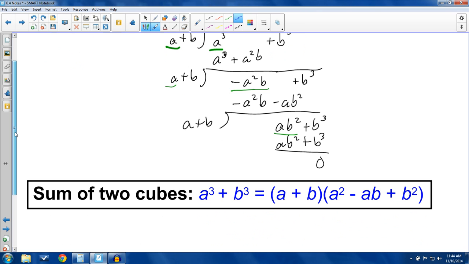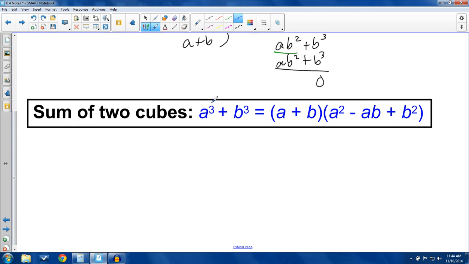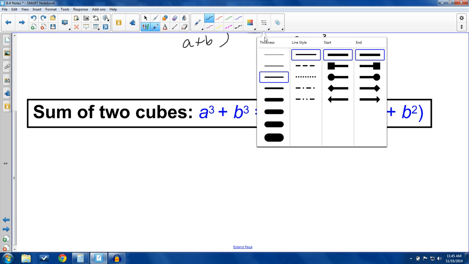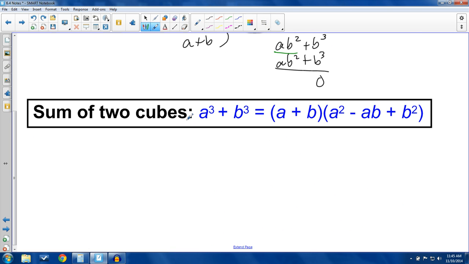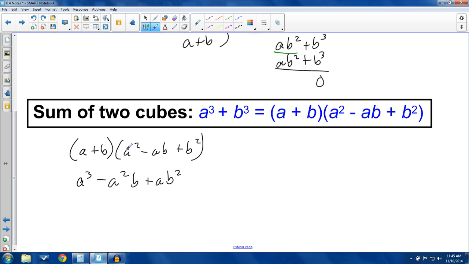If you remember the difference of two squares, there was a reason why we had that property. Here's another one, the sum of two cubes, a cubed plus b cubed. It can factor out to that. Okay. Now how do we double check that? We can do a plus b times a squared minus ab plus b squared. Let's actually distribute that. We get a cubed minus a squared b plus ab squared plus a squared b minus ab squared plus b cubed.